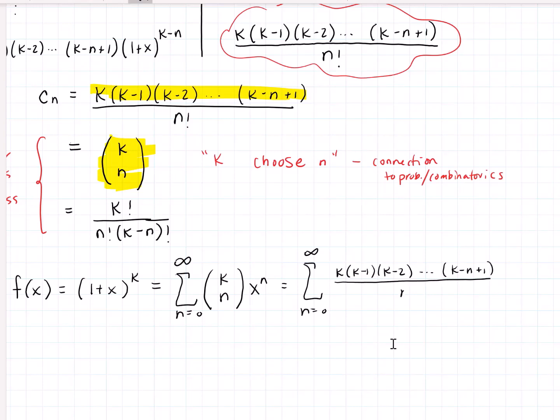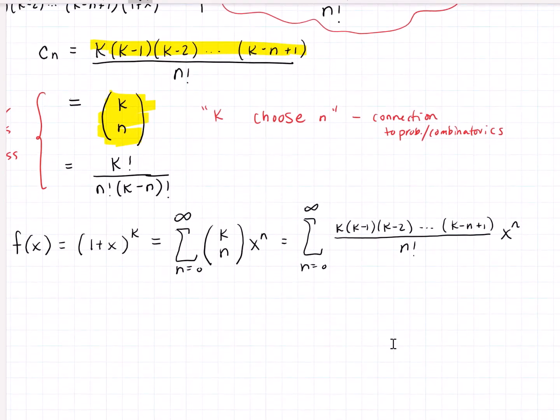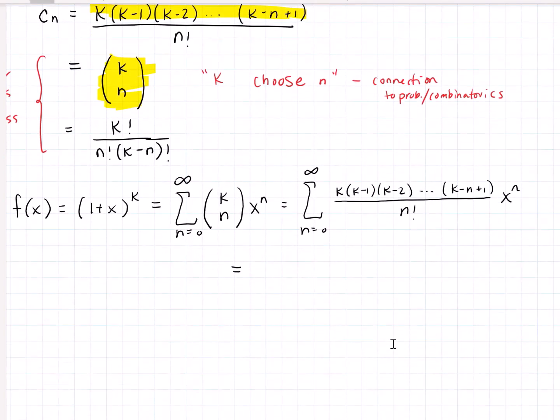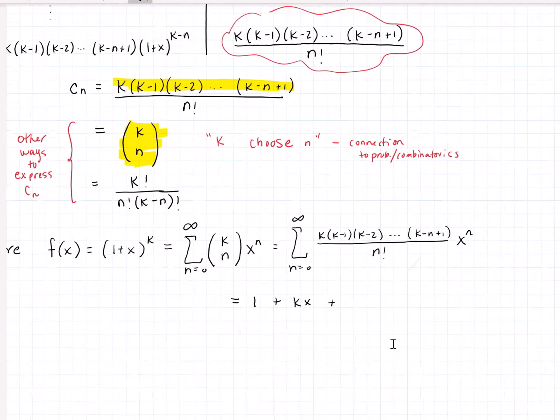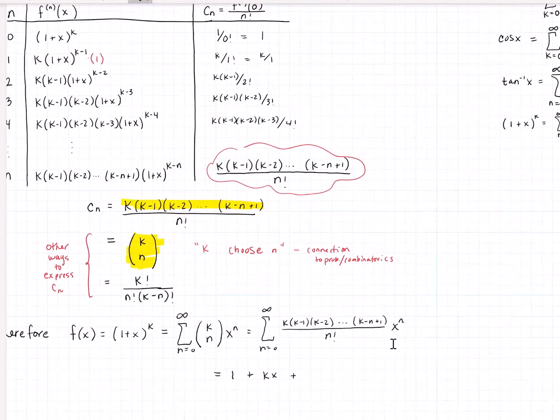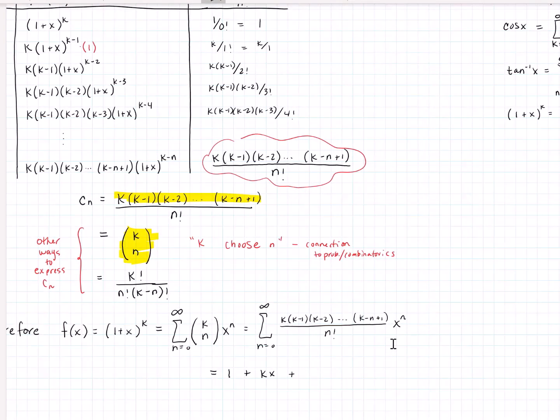And if we were to actually write that out, and I do want to write out a couple of terms here. If I were to start just writing out a couple terms, what that's going to look like is 1 plus k times x plus... There we go. So there's the first couple coefficients. So the first coefficient's 1, the second coefficient is k over 1, and then we can keep going.